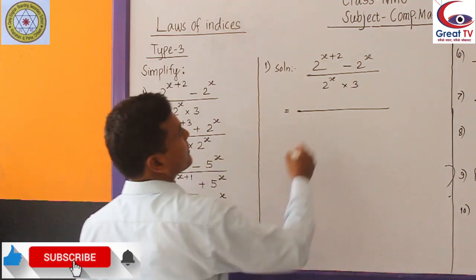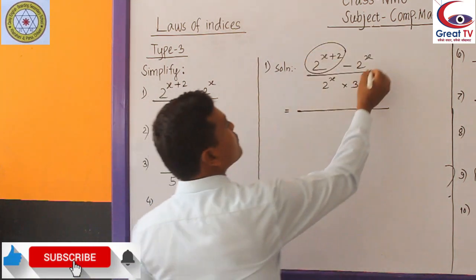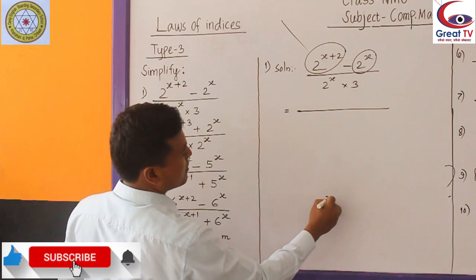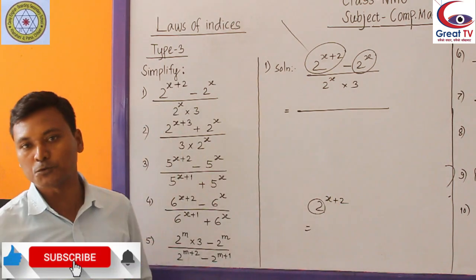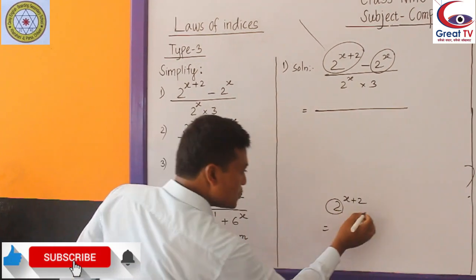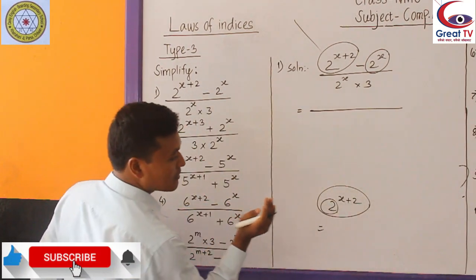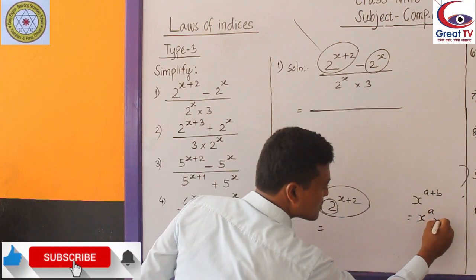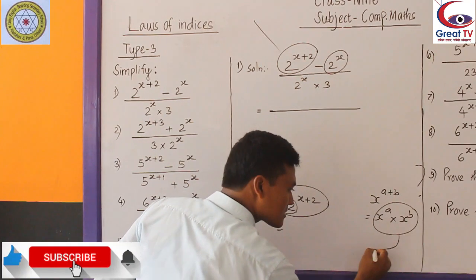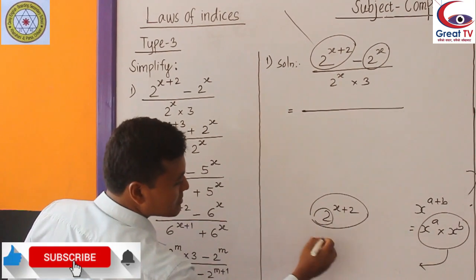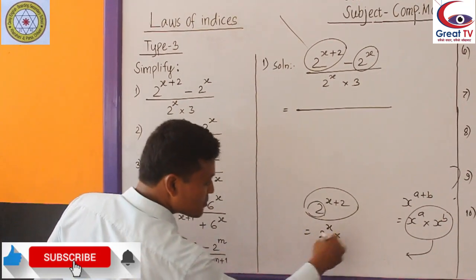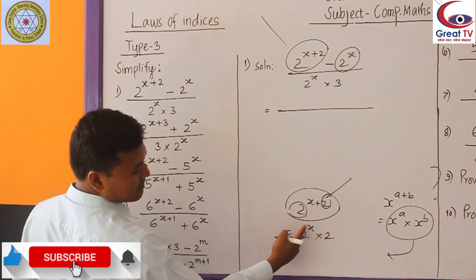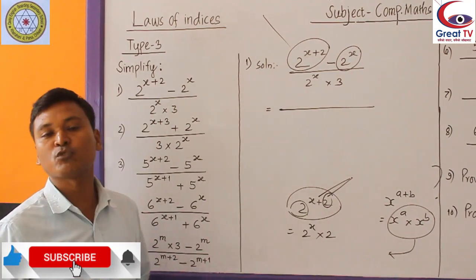So be careful. Here we have 2 to the power x plus 2. Here we have 2 to the power x. Before we simplify, we must do one thing. Here is the term 2 to the power x plus 2. What is the base over here? 2. While simplifying this type of problem, as we have already talked about, x to the power a plus b, we have to break it as x to the power a times x to the power b. So using this concept, here the base is 2: 2 to the power x times 2 to the power, what is the power over here? 2.